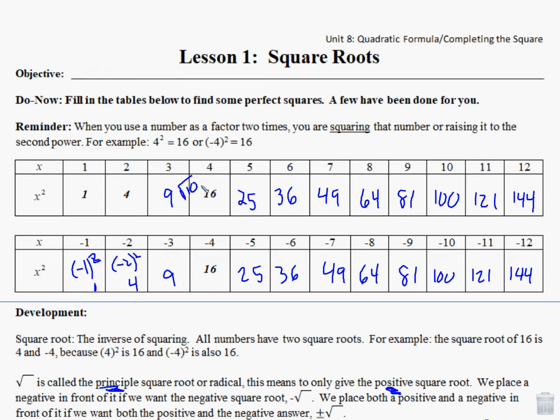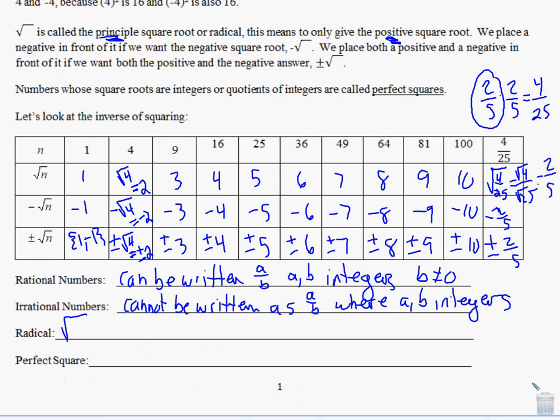Is it 3.1? Is it 3.2? Honestly, it's an irrational number, which means its decimal part is actually non-terminating and non-repeating. The square root of 10 is irrational. It cannot be written in the form of a over b. And if it can't be written in this fraction form, that means that its decimal part is one of those crazy decimals that go on forever and never repeat.